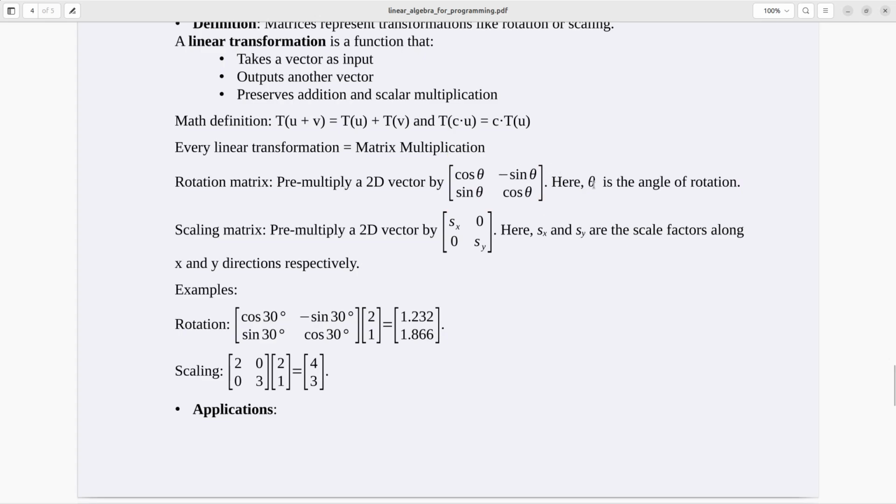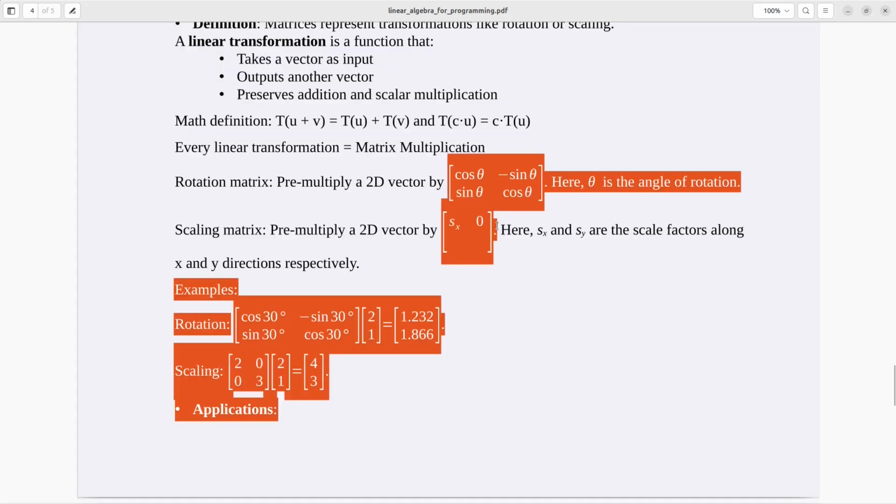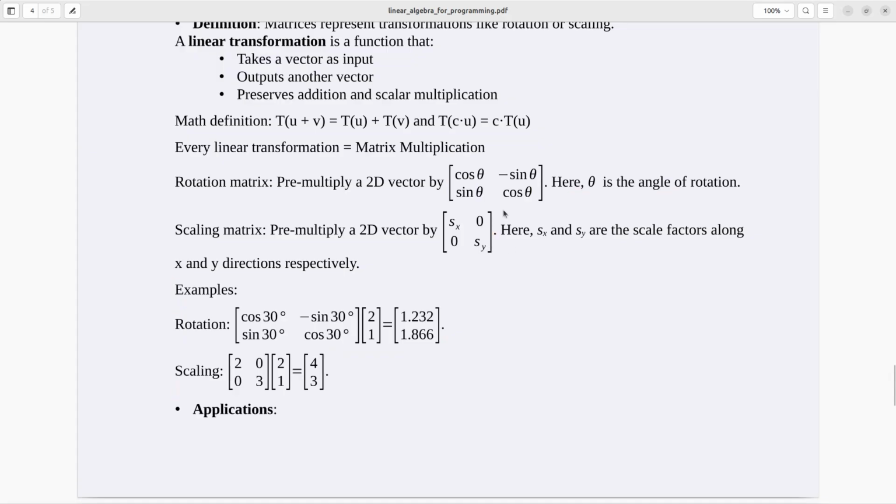So here, theta is the angle of rotation, okay? And for the scaling matrix, it is like that. If I want to scale the vector by different scale factors along the x and y directions, I can just multiply the whole matrix by the vector to be manipulated. So I'm able to do the scaling and the rotation.